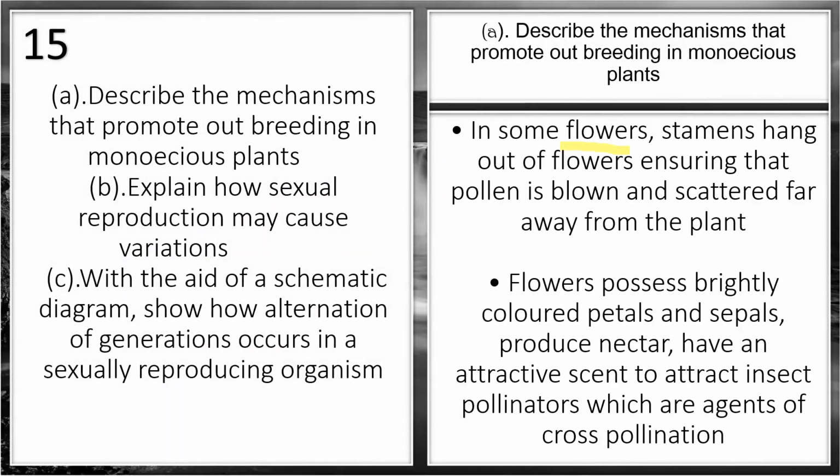In some flowers, the stamens hang out of the flower, and so pollen is blown and scattered far away from the plant. Flowers possess brightly colored petals and sepals that produce nectar and have an attractive scent to attract insects, pollinators, which are agents of cross-pollination.